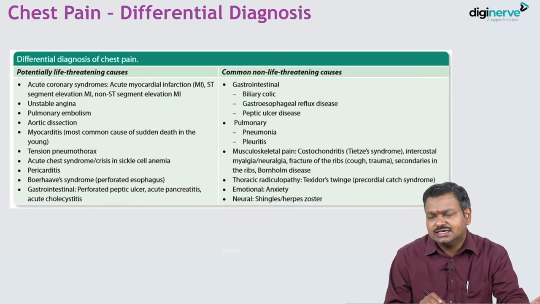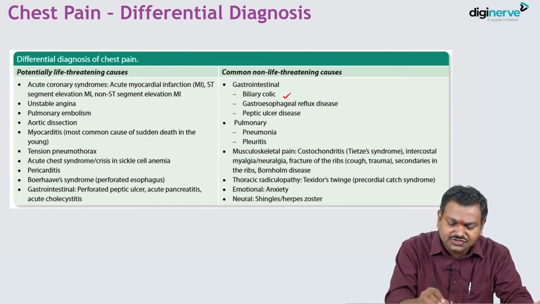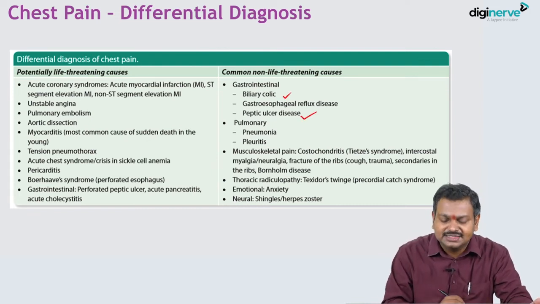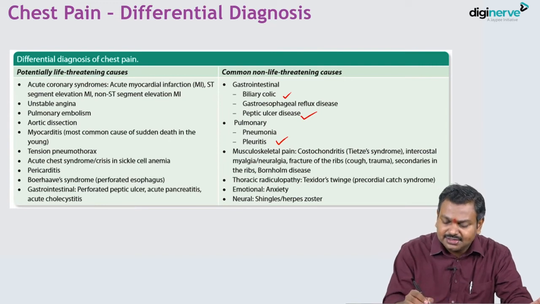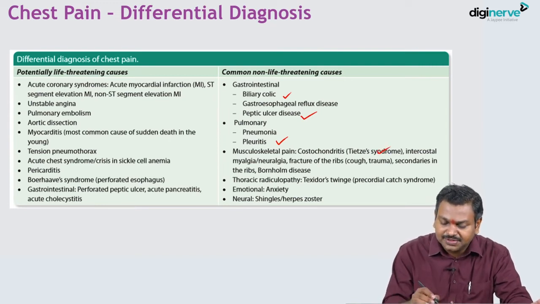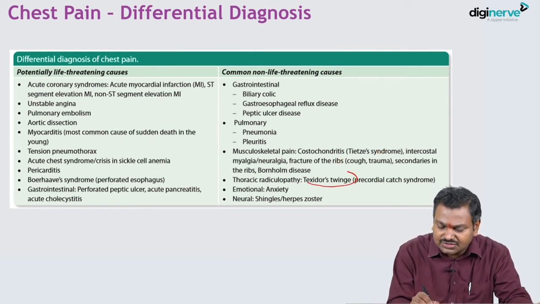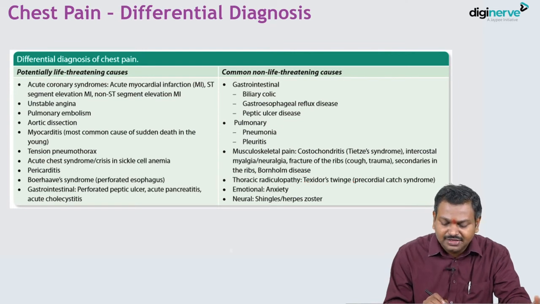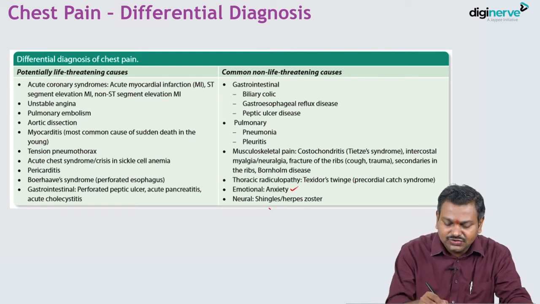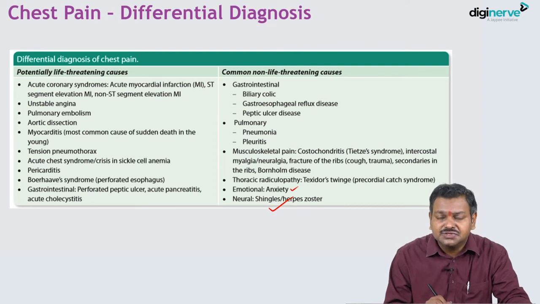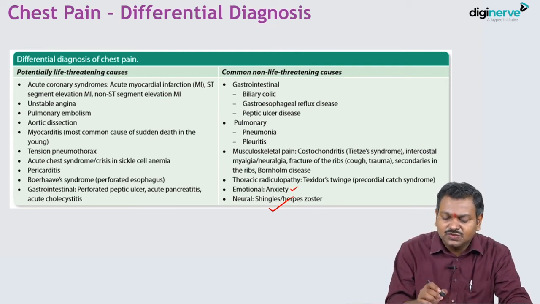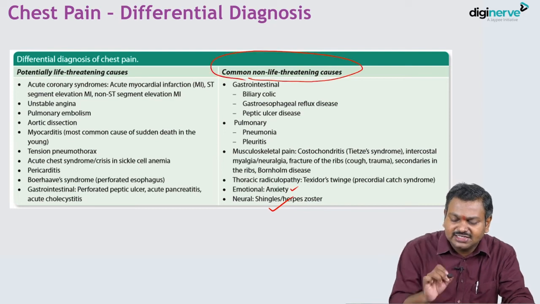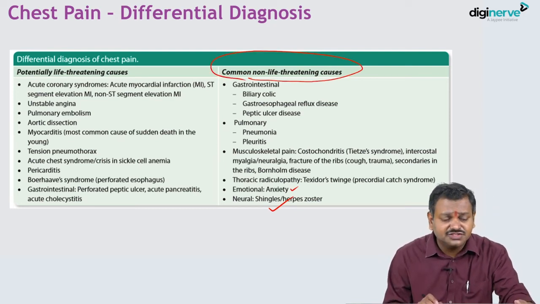The other causes are not life-threatening: gastroesophageal reflux disease, peptic ulcer disease, pneumonia and pleuritis, Tietze syndrome, musculoskeletal chest pain, fracture of rib or trauma, Bornholm disease, Texidor's twinge, which is precordial catch syndrome, and thoracic radiculopathy. Emotional conditions like anxiety, post-herpetic neuralgia or zoster, and diabetic truncal neuropathy are also non-life-threatening causes. So this is one other way to classify the causes of chest pain.